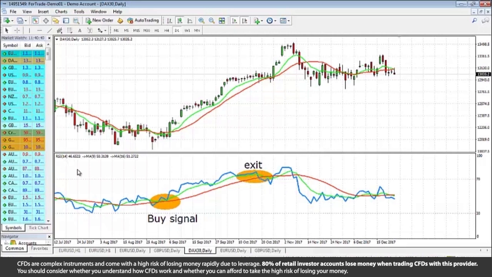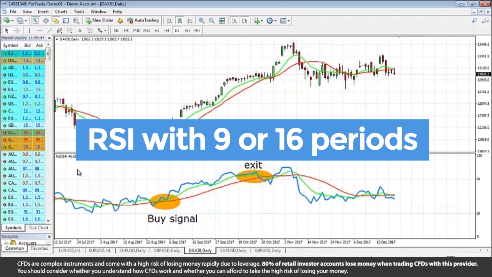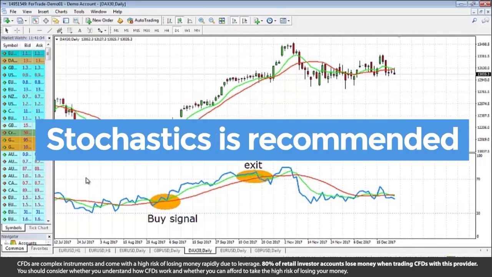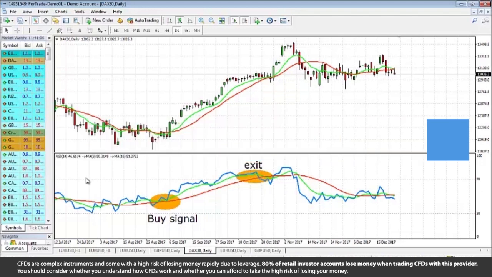For indices and major currency pairs, the best combination is RSI with 9 or 16 period moving averages, depending on the timescale. For other currency pairs, particularly those that contain the Japanese yen, stochastics is recommended, with the same moving average. For commodities and shares, CCI, the Commodity Channel Index, should be used in combination with the moving averages.